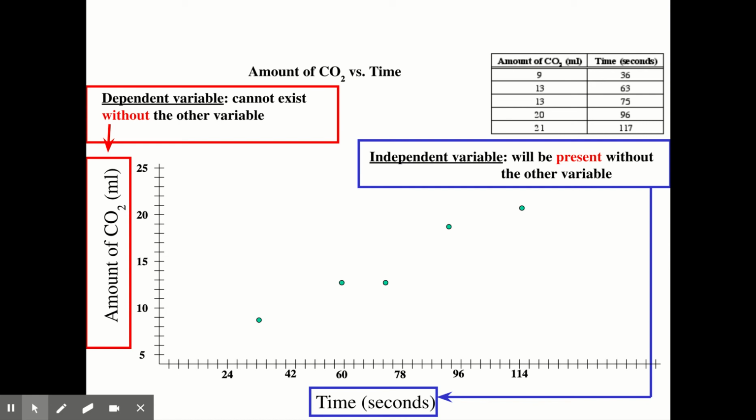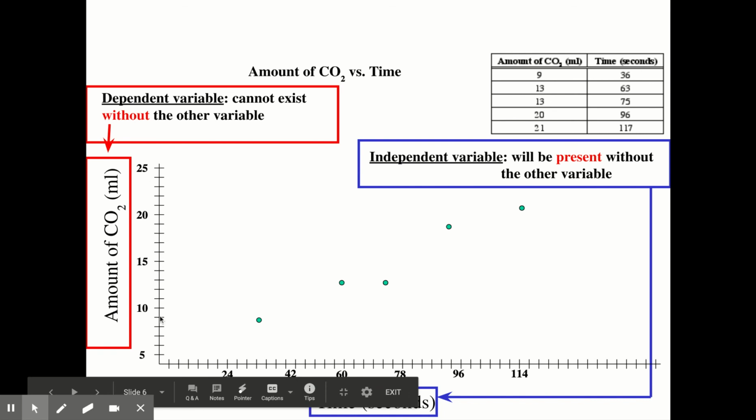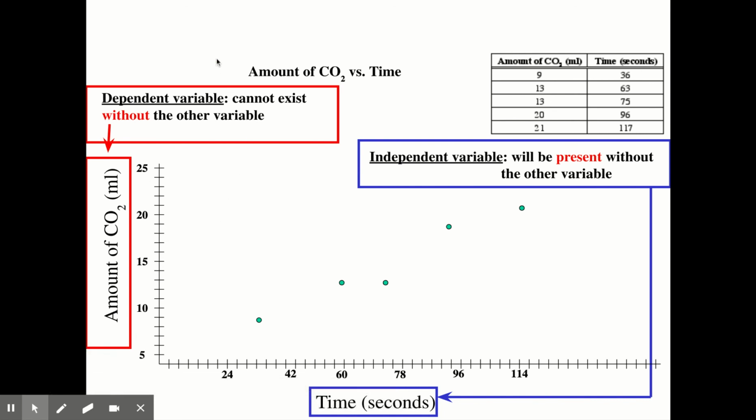It's often defined as it will be present without the other variable, meaning time exists whether or not we're measuring something. So time is always the independent variable because time will always exist. So even up here, we decided when to record. So at time 36, we recorded the amount of carbon dioxide. At time 75, we recorded the amount of carbon dioxide. So we decided at what time we're going to record. That's the independent variable. The dependent variable is what we're measuring or is dependent on the time, right? It wouldn't exist without time. How much carbon dioxide is being produced is dependent on how much time there has been.